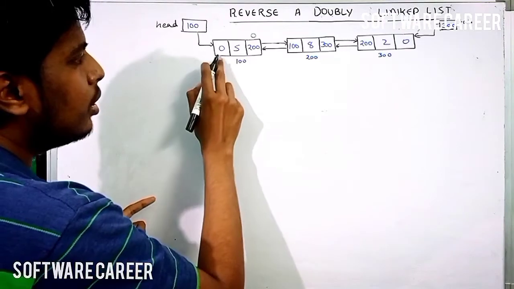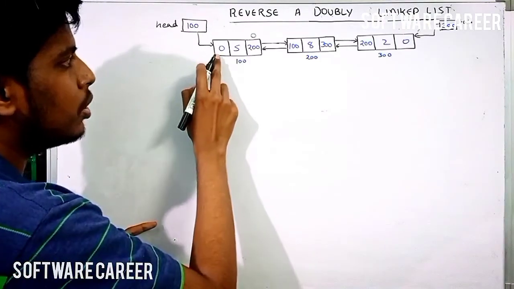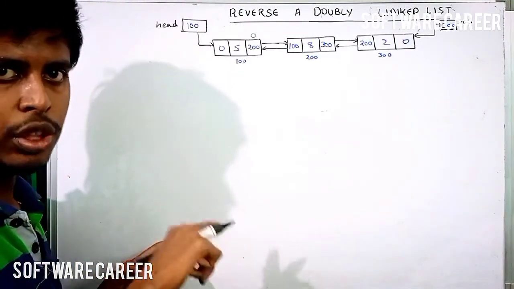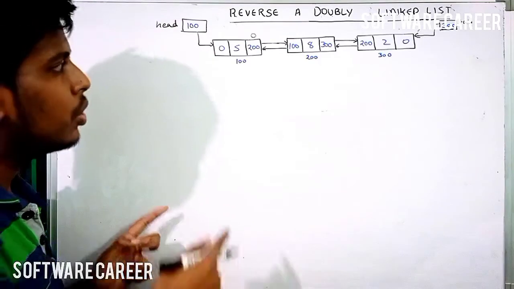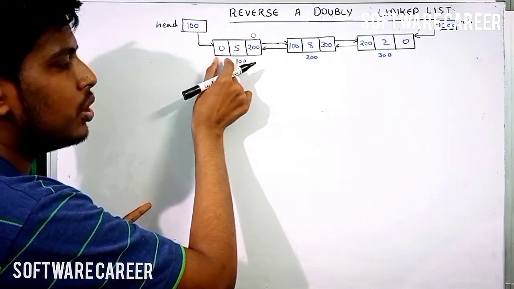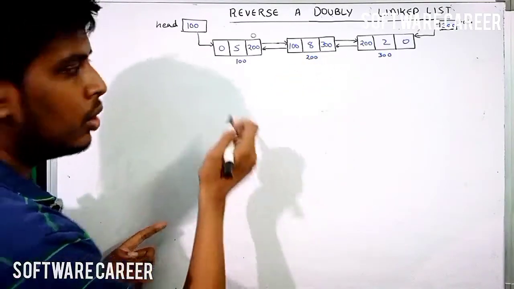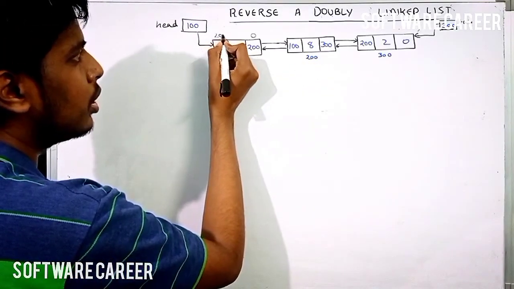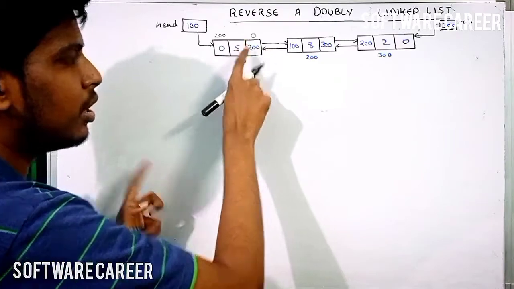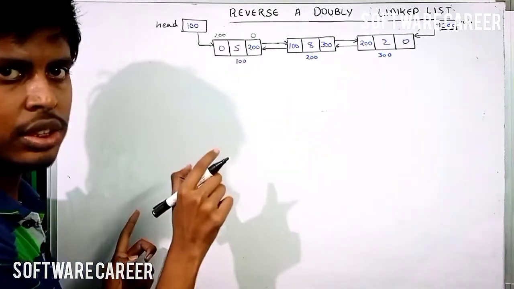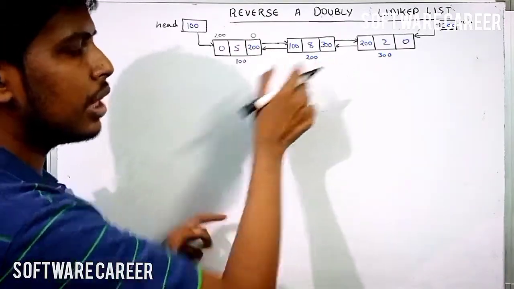And see, here this previous pointer is storing the address of the previous node before reversing. But after reversing, this previous pointer should store the address of the next node. So what is the address of the next node? 200. So I should store 200 here. So this link gets reversed. The first node is reversed.